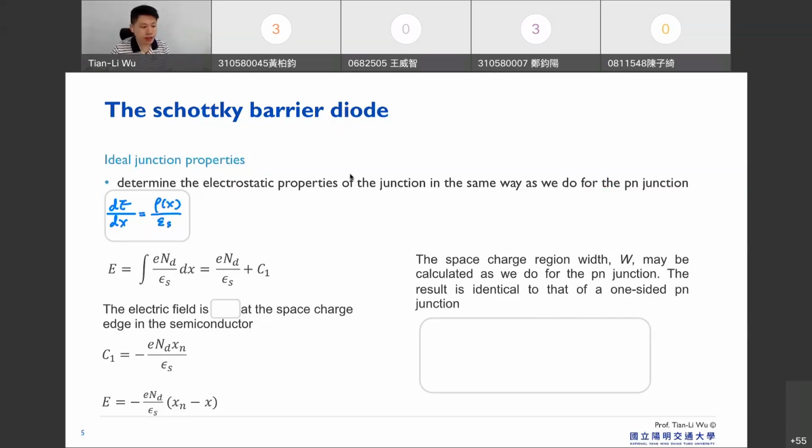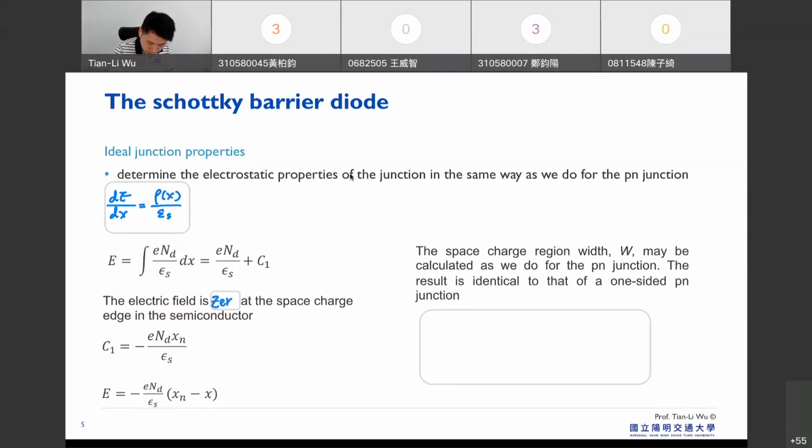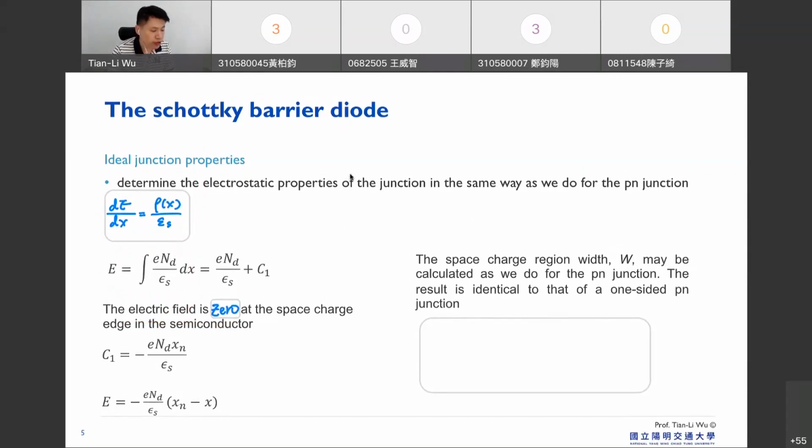So the analysis here is very similar to our previous analysis when we considered the PN diode. Once we have this equation, we do the integration, and the electric field is zero outside, and there is the space charge in the semiconductor. Once we have this boundary condition, we are able to calculate C1 and in the end have the electric field distribution as well.